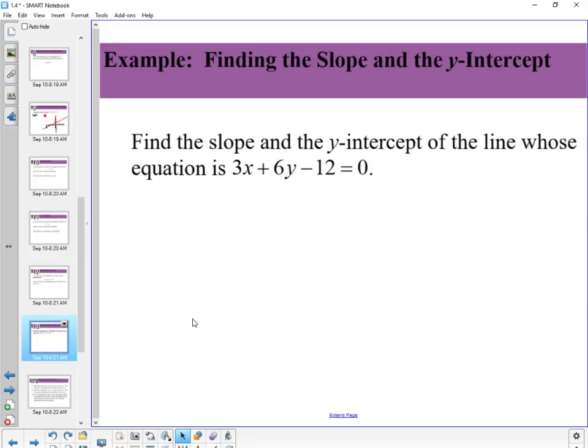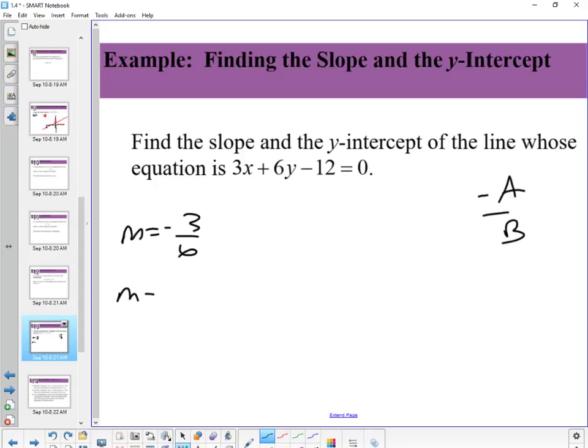Find the slope and the y-intercept of the line whose equation is 3x plus 6y minus 12. If you have an equation that's in standard form or general form, you can always find the slope as negative A over B. So the slope here is negative 3 over 6, which is negative 1/2. You guys catch that? Here's my caution to you: this only works if it's in standard form or this general form. You'll find your slope at opposite A over B.